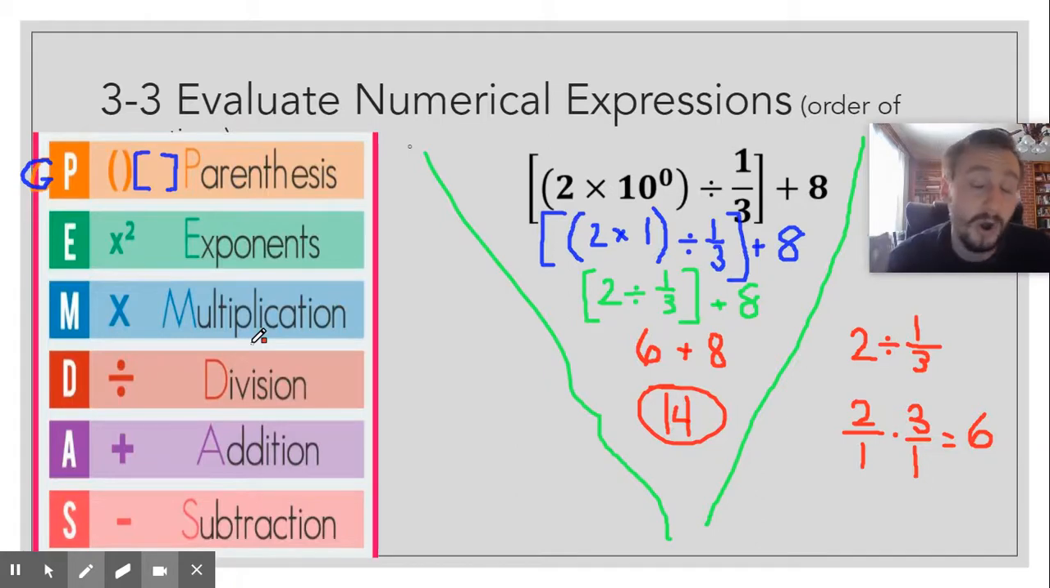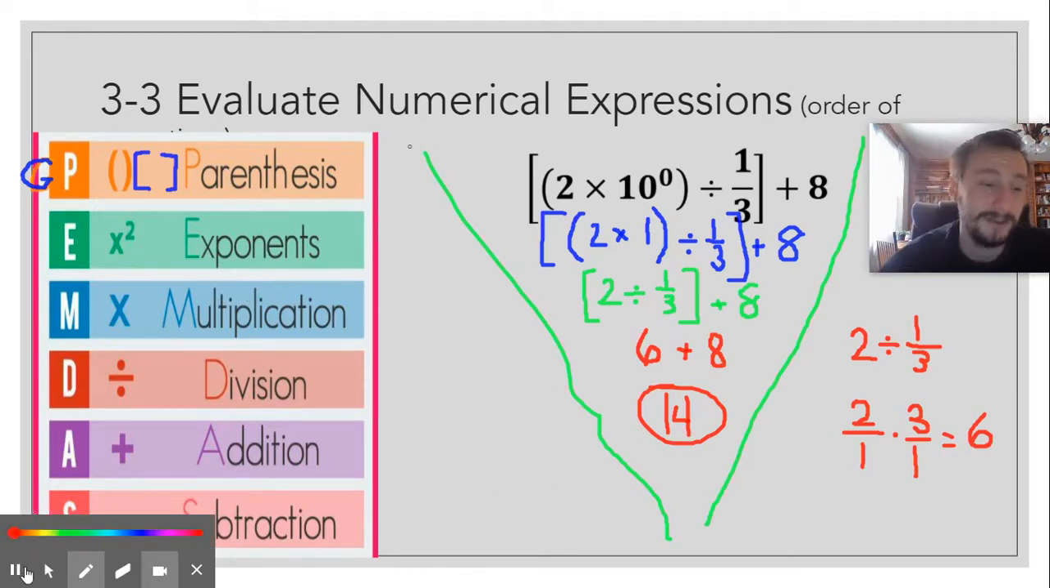Order of operations, always, always, always. And just do it one step at a time. It's when you do try to do more than one step at a time that mistakes are made. So just take it one step at a time. You'll be fine. Okay? All right, let's move to 3-4.